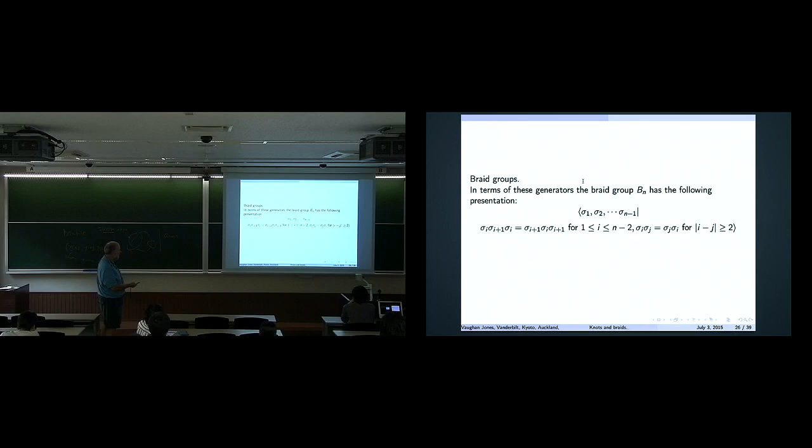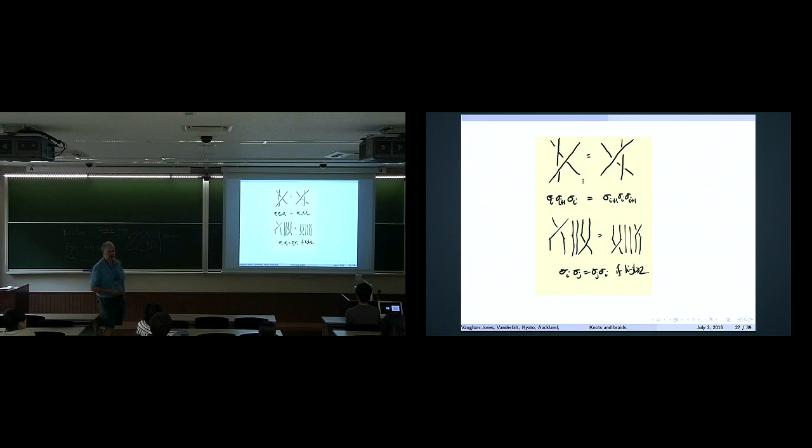This one, sigma i plus 1, sigma i, and this one, sigma i, sigma j equals sigma j, sigma i. So if the two things are next door, then they have this complicated relation, and otherwise they commute, so-called commute in the braid group. One times the other is the same as the other times the one. These relations have a very simple geometric interpretation.